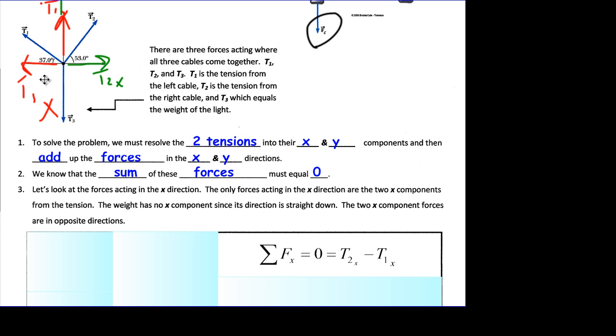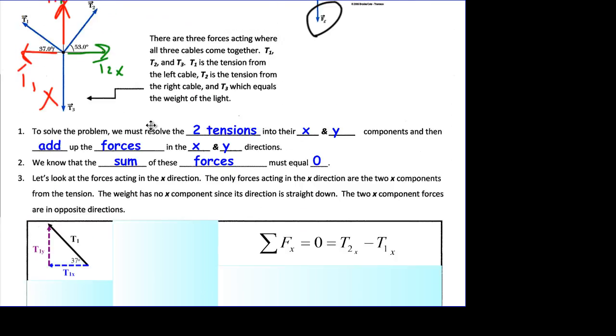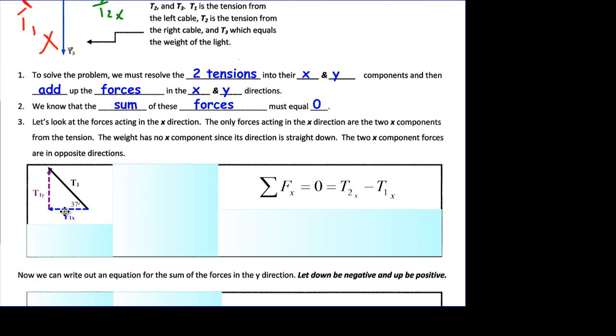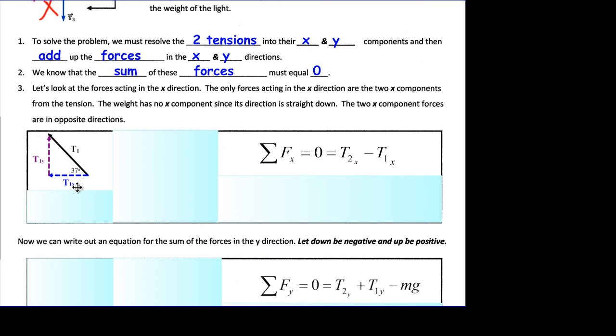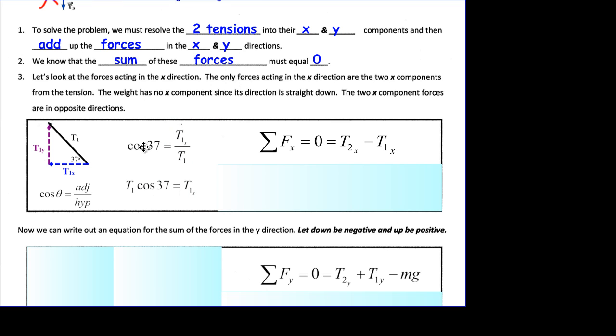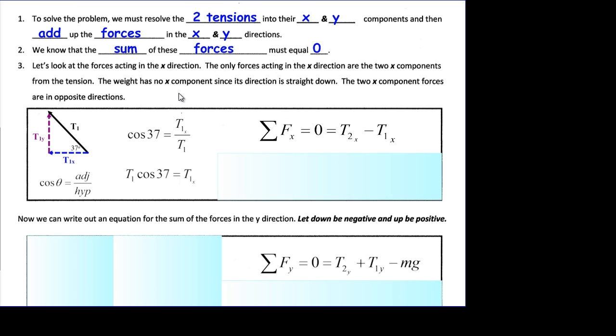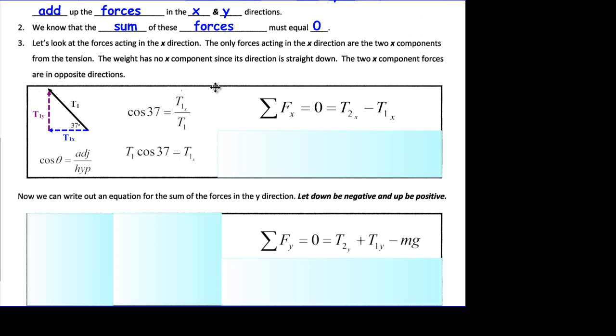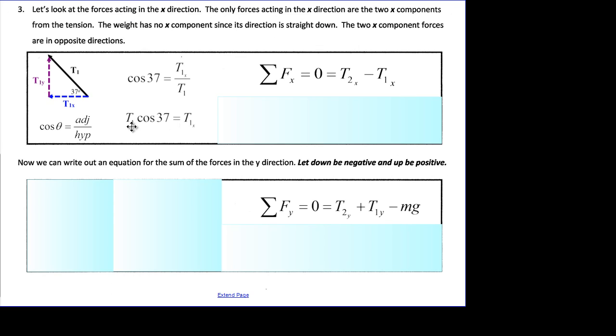If you're looking at this picture drawn as a right triangle, you can see that T1x is adjacent to the 37 degrees, which means if I use cosine, it will be T1x over T1. So cosine of 37 equals T1x over T1. Now, it doesn't look that useful because I don't know what T1 is, and I don't know what T1x is. So when I solve for T1 cosine 37 equals T1x, it doesn't look like it does me a whole lot of good.